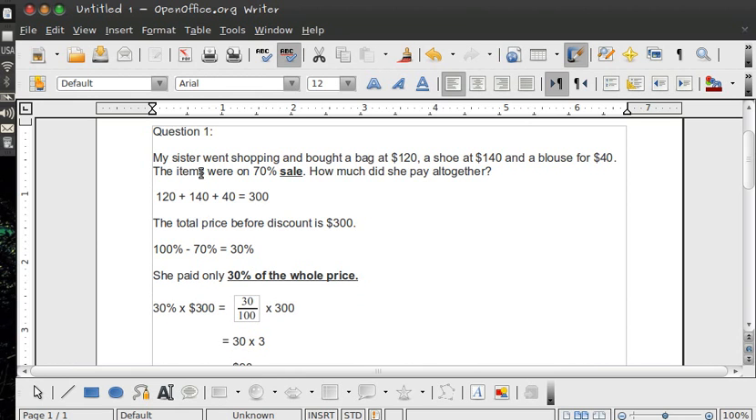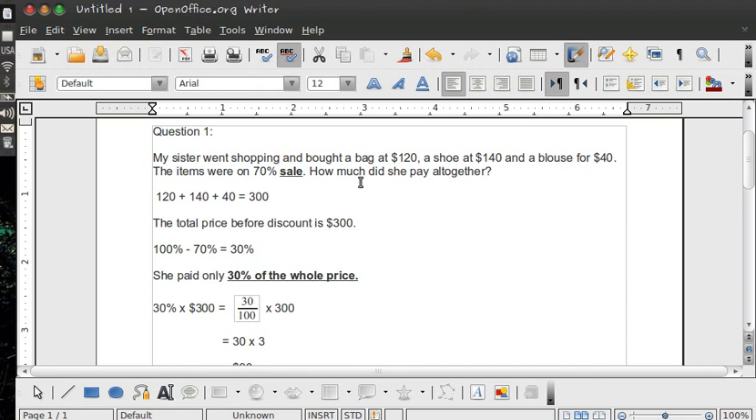Next, we were told that the items were on 70% sale. 70% sale means that you need to take this 70% away from the 100%, meaning you have to minus the 70% from the total 100%. That is the meaning of sale. For example, if it says 40% sale or 40% off, you need to minus 40% from the total 100%.